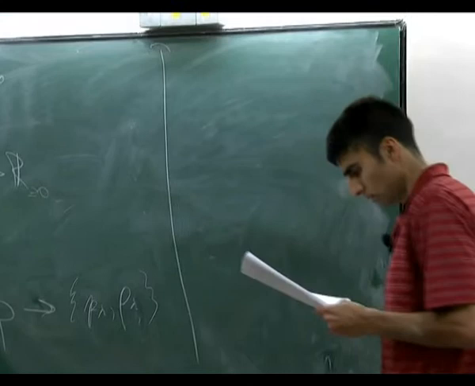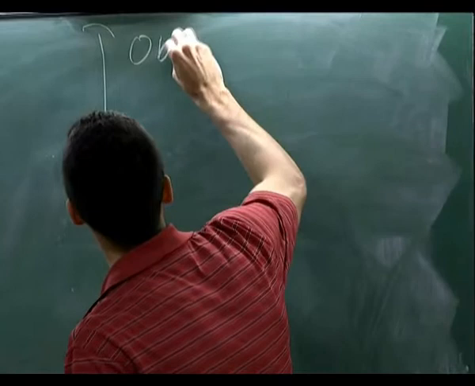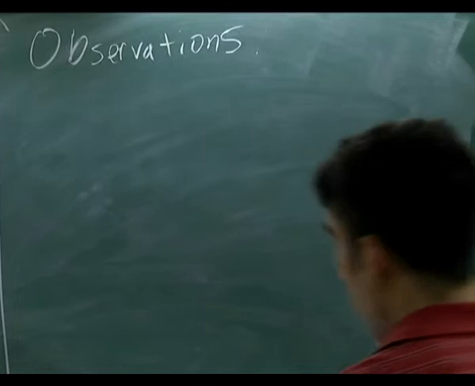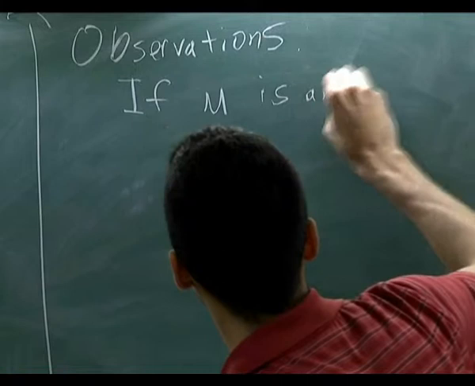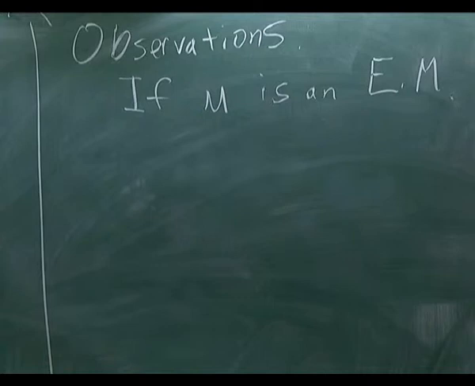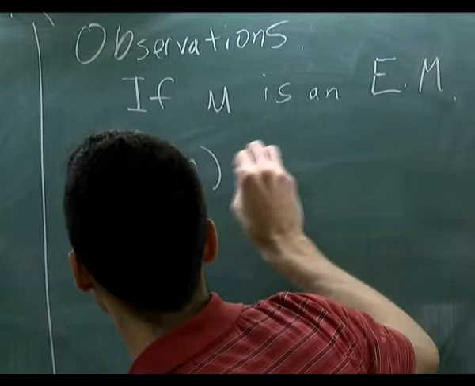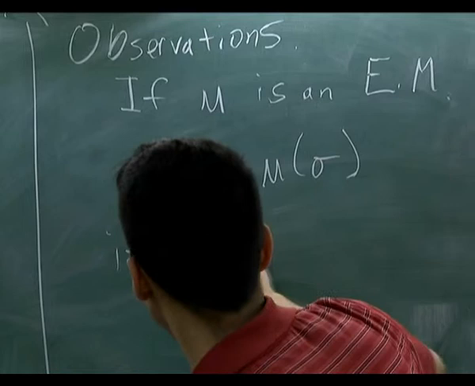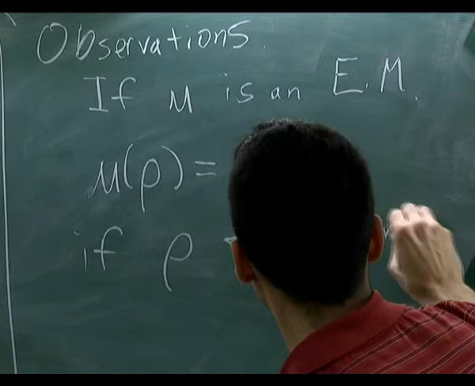First, observations. The first is that if mu is an entanglement monotone, we must have that mu of rho is equal to mu of sigma if rho and sigma are locally LU equivalent. This is, I mean, obvious. But it turns out to have important consequences.